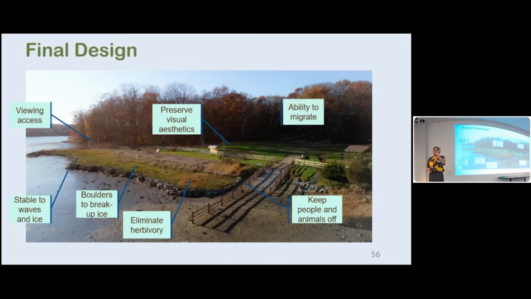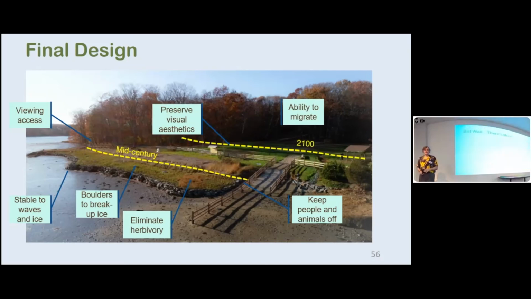And one concept, which is nice at Wagon Wheel Farm is, again, by mid-century, this is where the edge of the vegetation is projected to be. This is where the mean tide is. And then at the end of the century, I won't be here to see it, but again, this is all migrating. And all of this is now submerged. So that's possibly all new salt marsh in the long-term future.